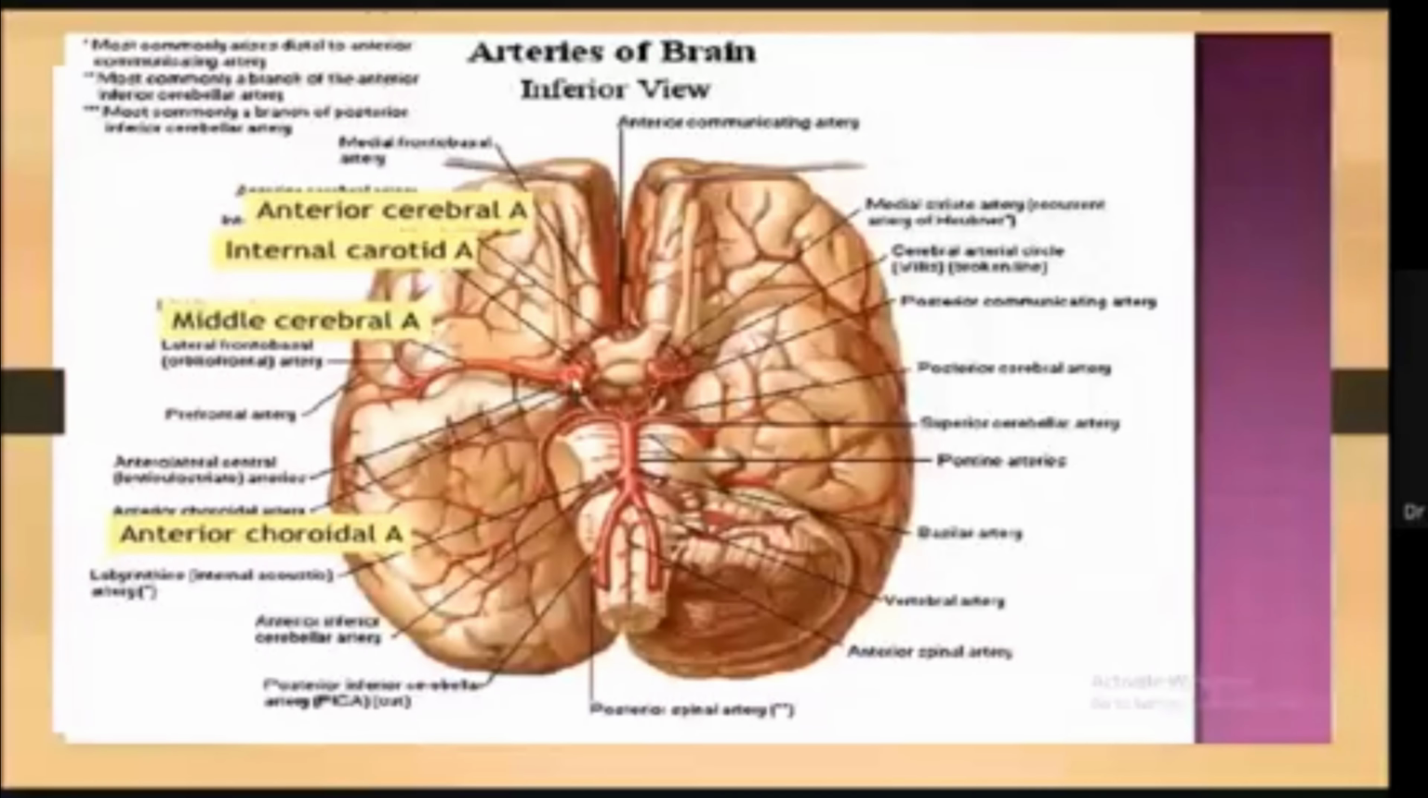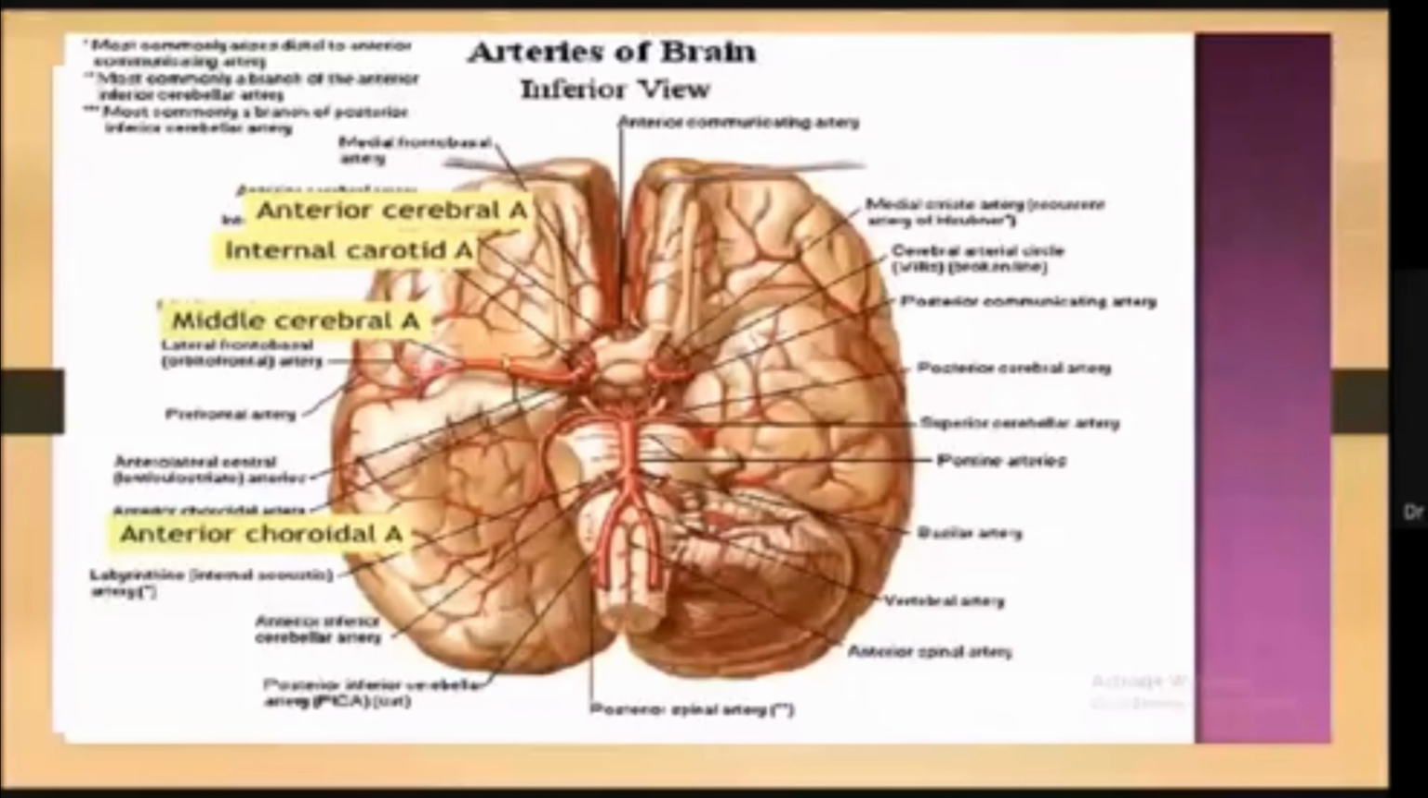So this is going to this fissure, running medially, and here this anterior cerebral artery, I'm talking about anterior cerebral artery. This anterior cerebral artery is going anteriorly, medially towards the median fissure, and then it is anastomosing with opposite anterior cerebral artery via anterior communicating artery. So here we are having anterior communicating artery, which is making an anastomosis between the two anterior cerebral arteries. So this is anterior cerebral artery.